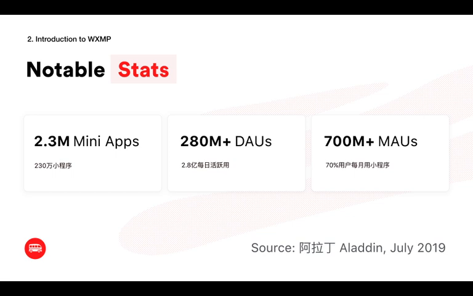This is data as of July of 2019, so we are about 8 months ahead of this data, which means that these numbers have only grown since. But from July 2019, there have been 2.3 million WeChat mini programs already in the market, over 280 million daily active users, and over 700 million monthly active users. Basically, users that are using WeChat mini programs at least once a month.